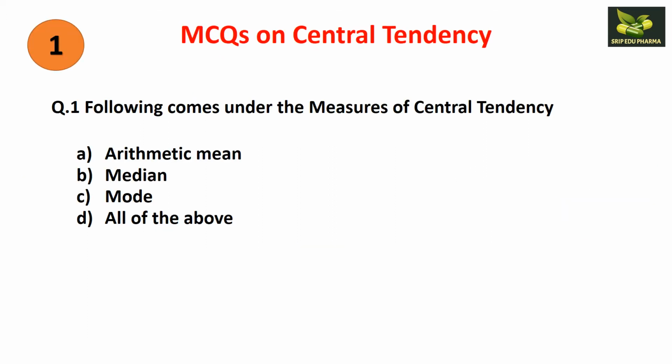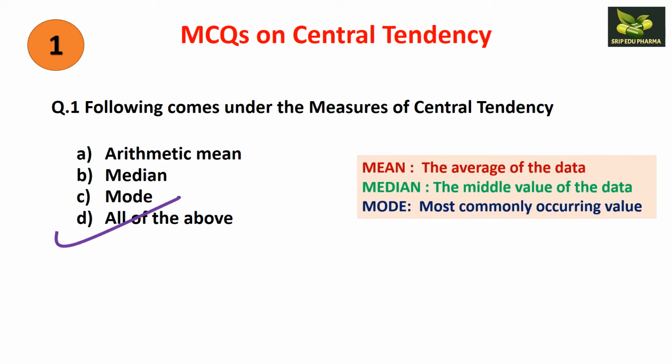Question number 1. Which of the following comes under the measures of central tendency? A. Arithmetic mean, B. Median, C. Mode, or D. All of the above. So what do you think the answer is? As we initially discussed, in this topic we will discuss mean, mode and median. So the answer will be all of the above. Here, mean is the average of the data that we have received, median is the middle value of the data, and mode is the most commonly occurring value.